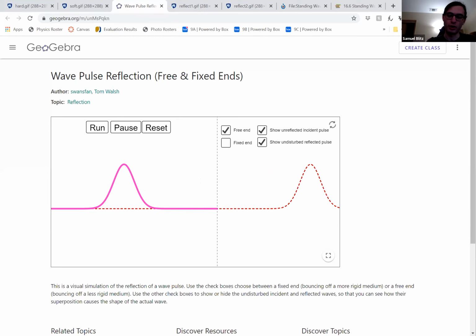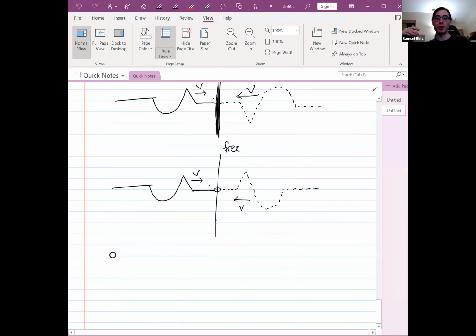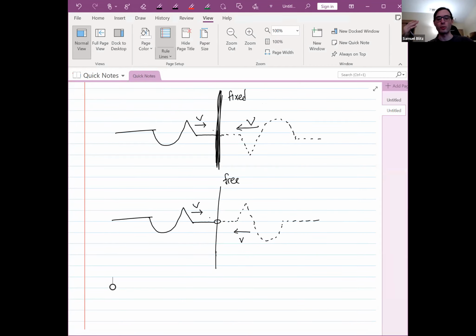Let me go back to the notes. And so this isn't just a phenomenon that happens for barriers. Whether the string is tied to a wall or tied to a ring on a pole, either way, the wave doesn't actually continue on the other side. This notion of the ghost wave is just a mathematical trick. It doesn't actually happen. There's not something happening on the other side.